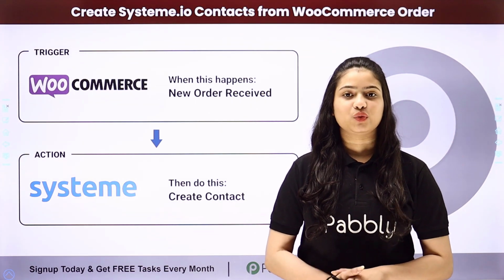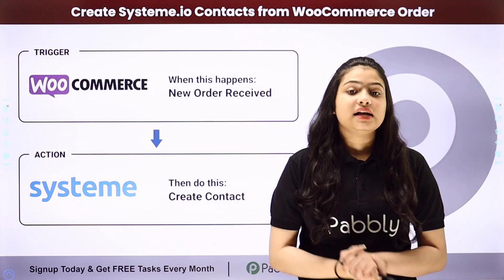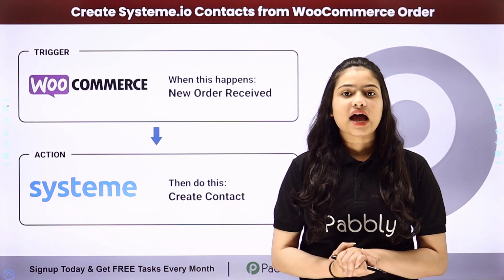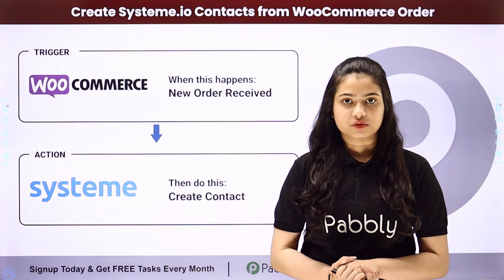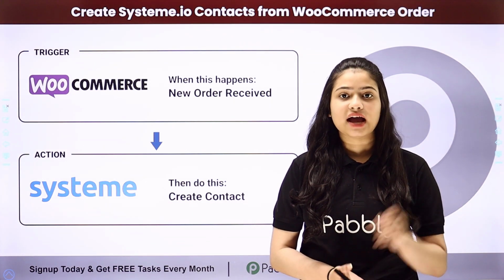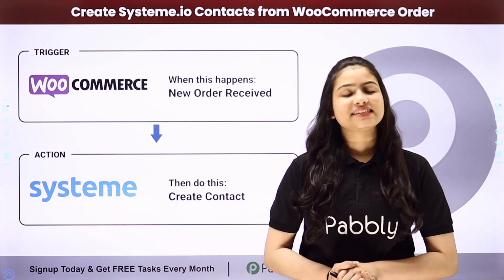In this video, we are going to learn how to create systema.io contacts from WooCommerce order. Let's suppose I use WooCommerce to sell my products, and now my objective is that as soon as a new order is placed by a customer in my WooCommerce store, the person who has made the order should automatically be added as a contact in my systema.io account. So how are we going to automate this entire process?